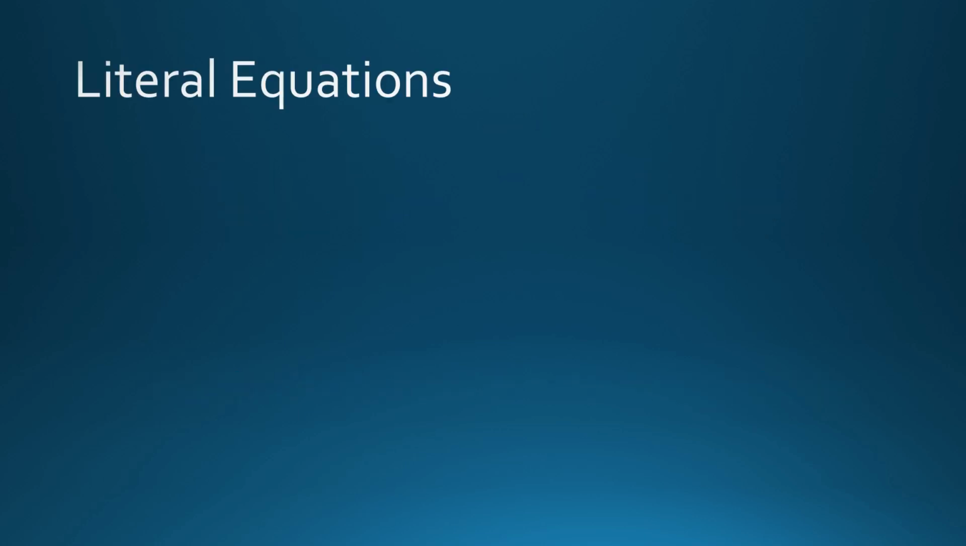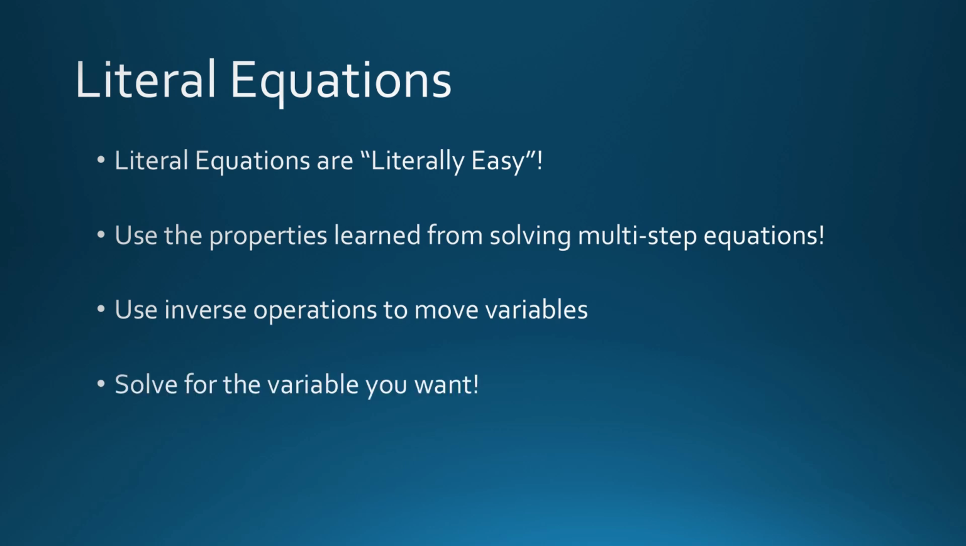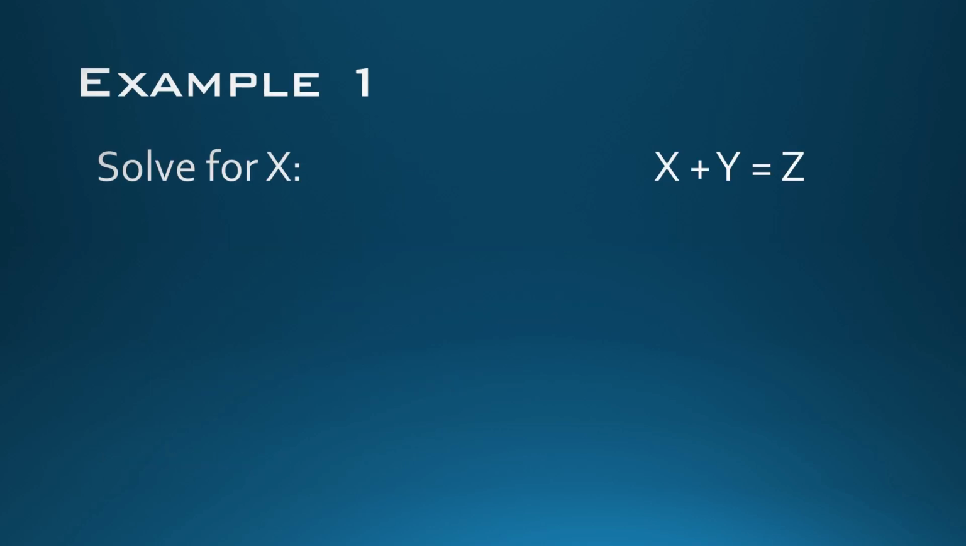Let's get started. With literal equations, they're literally easy. And I say this not tongue-in-cheek, I really mean that they are literally easy. What you're going to do is use the properties that we learned from earlier lessons for solving multi-step equations. Then you're going to use the inverse operation to move the variables around, and solve for the variable that you want. It's literally that simple. Here we go.